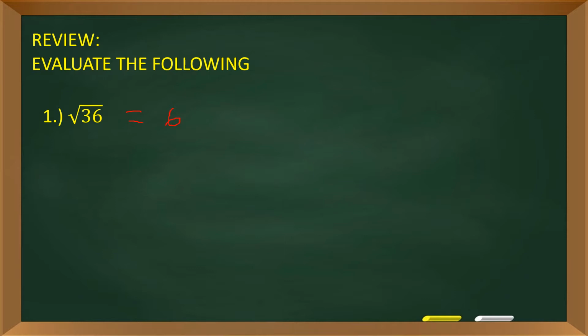Pero hindi lang simply 6 dahil nakita ninyo sa example kanina na doon sa review kanina na ang positive 6 times positive 6 is 36 at ang negative 6 times negative 6 is also 36. That's why dalawa ang square root ng isang number, no? Isang positive at isang negative.